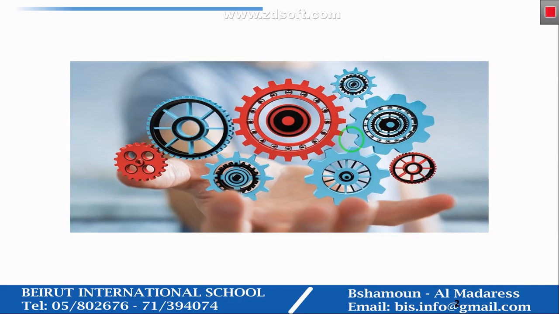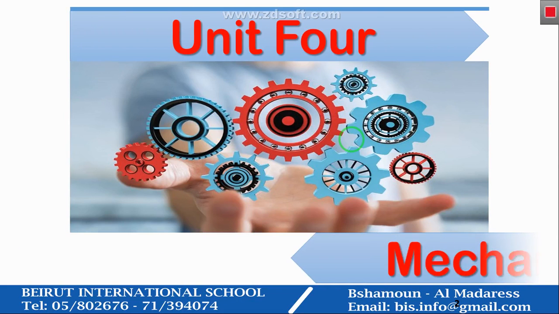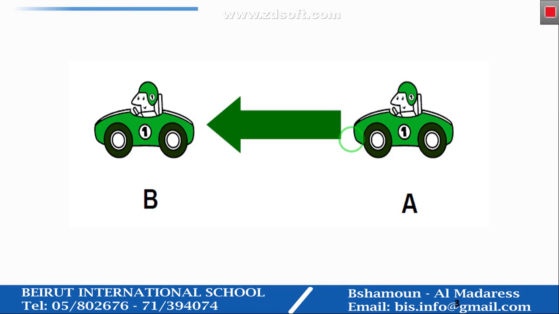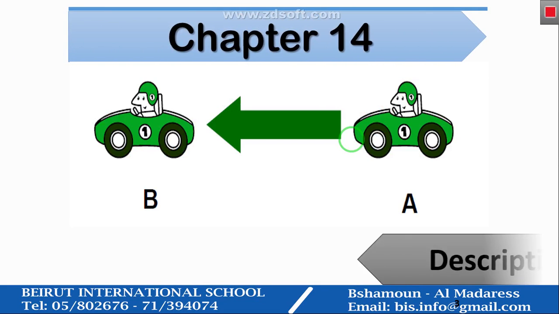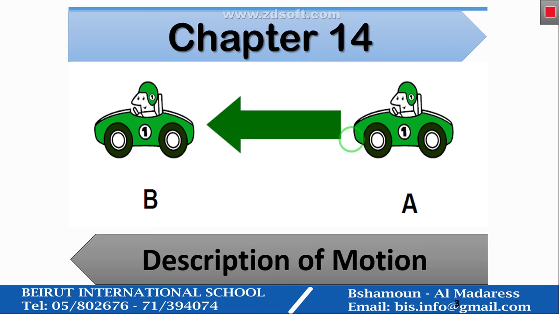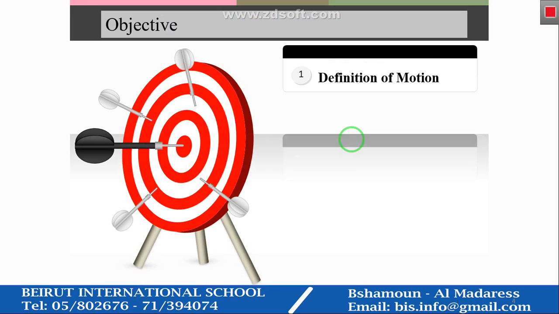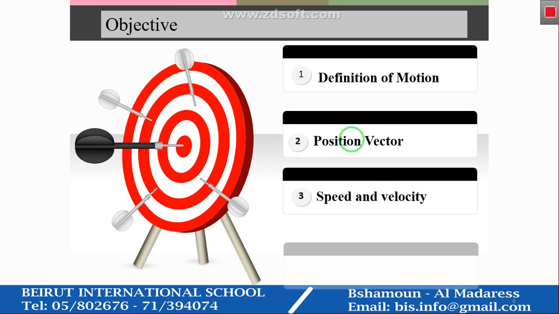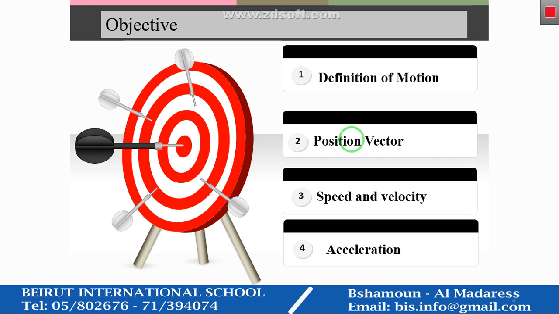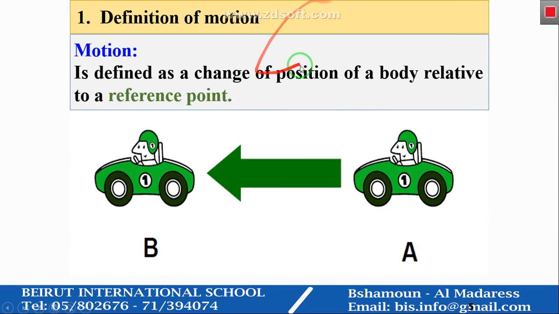Of grade 10. Today we are going to start a new unit, unit 4, the unit of mechanics. First of all, we are going to start with chapter 14, description of motion. In this chapter we are going to talk about four main ideas: the definition of motion, the position vector, speed and velocity, and the acceleration.